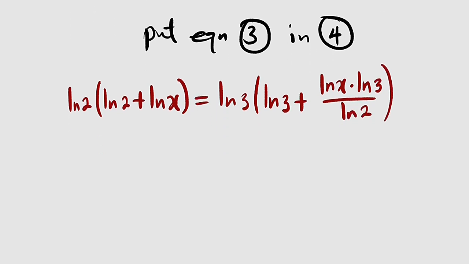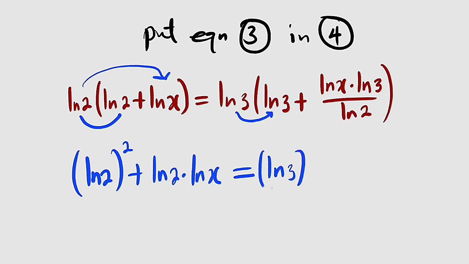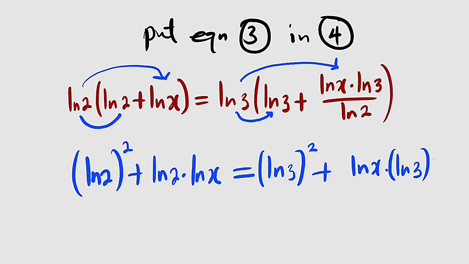So now let us expand this parenthesis. To the left hand side, we have ln 2 times ln 2, which is ln 2 all squared. Then we have ln 2 multiplied by ln x, plus ln 2 multiplied by ln x. This is equal to ln 3 times ln 3, which is ln 3 raised to the power of 2. Plus, we distribute over this again, but we have another ln 3 here. So we have ln 3 squared, ln x multiplied by ln 3 all squared, divided by ln 2.